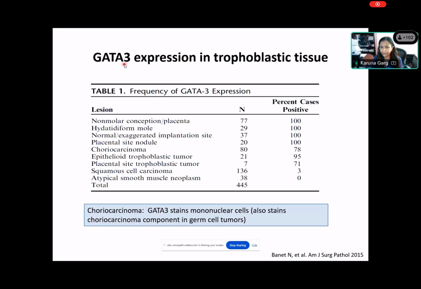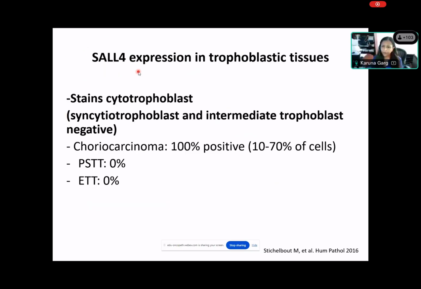Also remember that GATA3, which is positive in urothelial and breast tumors, is also positive in trophoblastic tumors. So it will stain the mononuclear cell. So it's often pretty diffusely positive in trophoblastic neoplasm. So something to keep in mind. SALL4, which is a germ cell marker, is also positive in cytotrophoblasts. It does not stain syncytial trophoblasts or intermediate trophoblasts, but if you took a choriocarcinoma, you would get a lot of staining for SALL4 in the cytotrophoblastic cells.